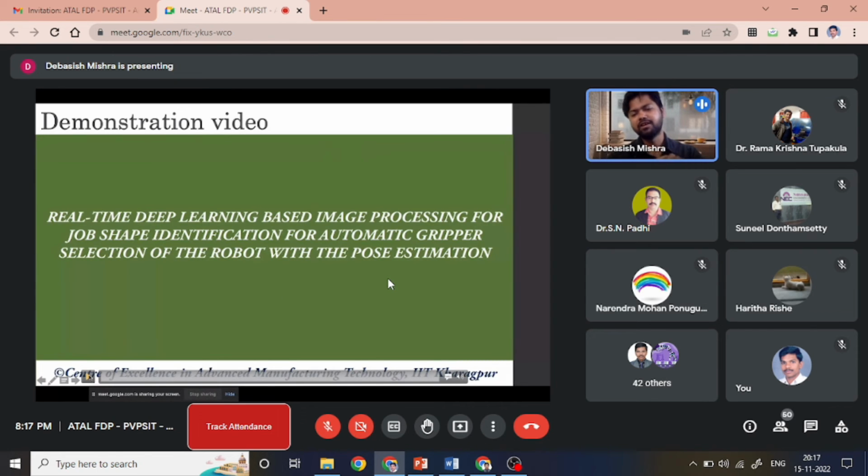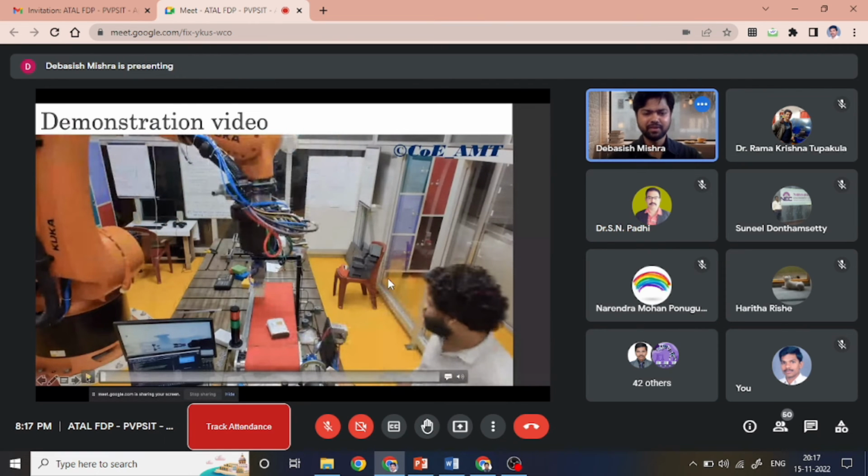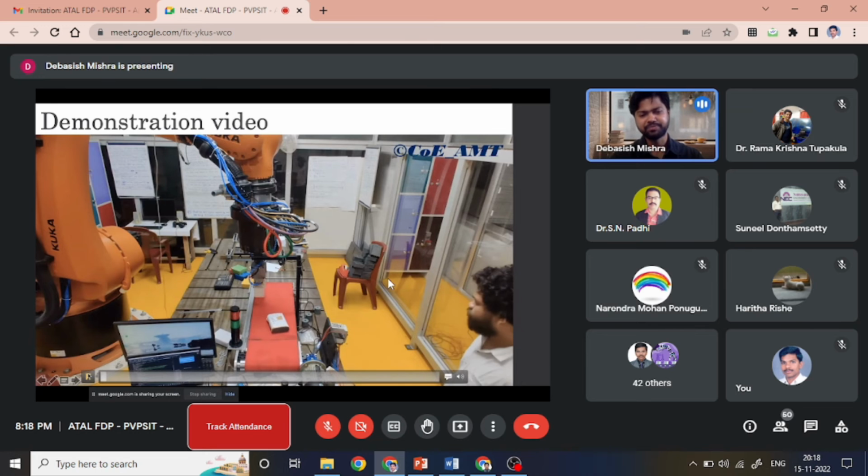This is the video. This is the part of the work which we did at the IIT Kharagpur Center of Excellence. And as you can see, the red part is the conveyor belt. Here is the proximity sensor, which is for the actuation part. And this is the object that is being fed on the conveyor belt, and the robot with the grippers.